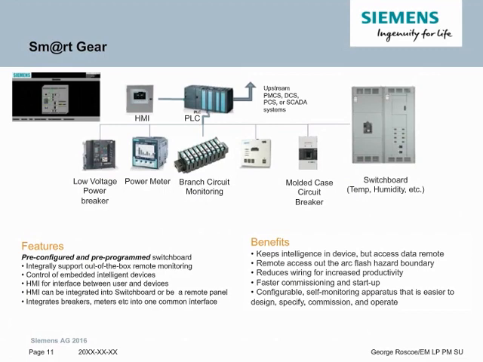Some of the key benefits of Smart Gear is it keeps your intelligence in the device, but allows you to access your data remotely. The HMI can be placed on a wall outside the arc flash zone, up to 1,000+ feet away by using optical fiber. It also reduces the wiring for increased productivity. All the communication wiring is done up front, and the only wire you need to run is between the HMI and the IPC stored in the gear, increasing your speed of commission and startup.